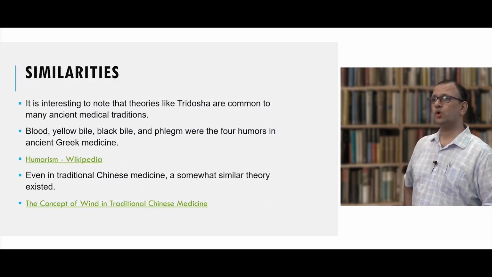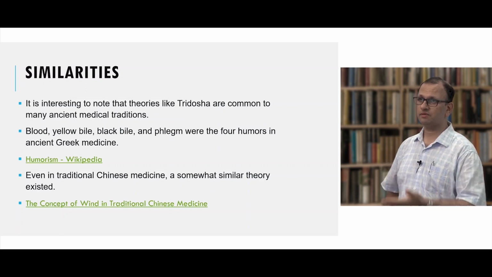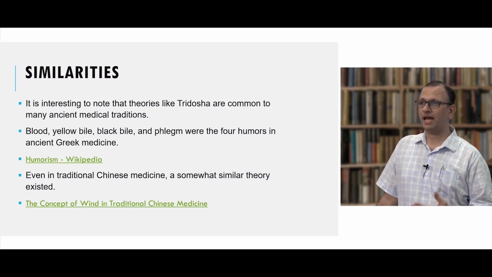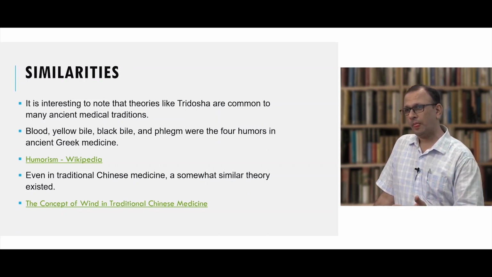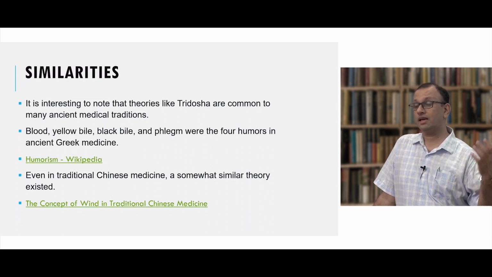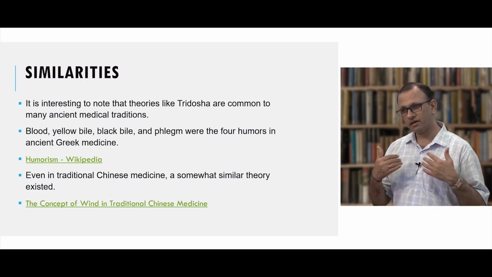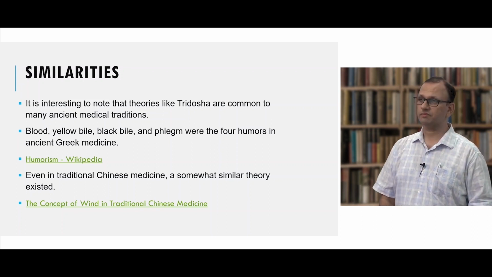And it is interesting to note that theories like Tridosha are common to many ancient medical traditions. For instance, in ancient Greek medicine, they have blood, yellow bile, black bile, and phlegm as the 4 humors. Those interested might go through the Wikipedia article on humorism. Even in traditional Chinese medicine, a somewhat similar theory existed. You can search on the internet for the concept of wind in traditional Chinese medicine. So these theories were not unique to Ayurveda. They were common to many different traditional medicine streams. This is very interesting.